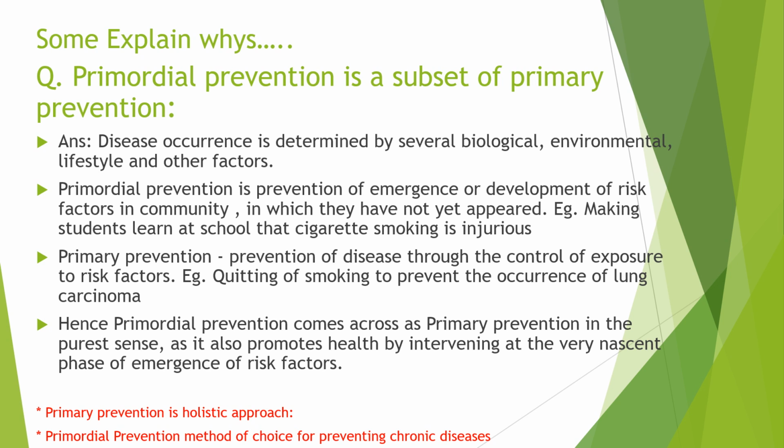Coming to this question, disease occurrence is determined by several biological, environmental, lifestyle, and other factors. Primordial prevention is prevention of the emergence or development of risk factors in the community itself, in which they have not yet appeared. Example: making students learn at school that cigarette smoking is injurious. Whereas primary prevention is prevention of disease through the control of exposure to risk factors. Example: quitting smoking to prevent the occurrence of lung carcinoma.